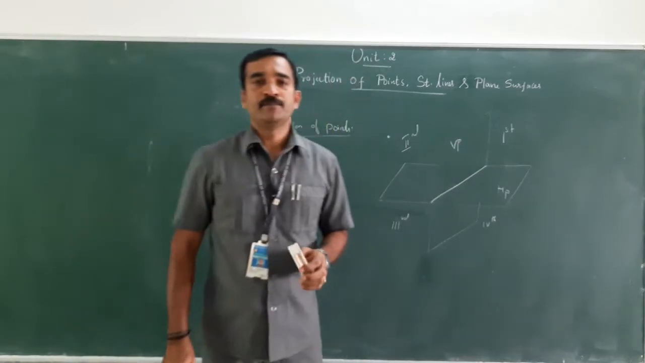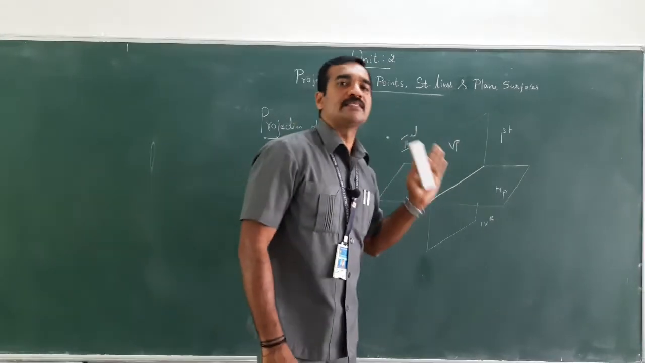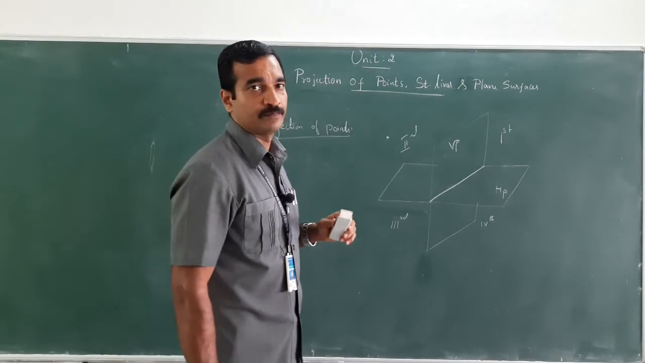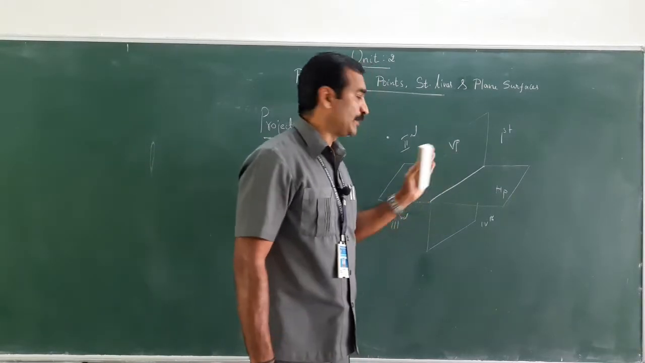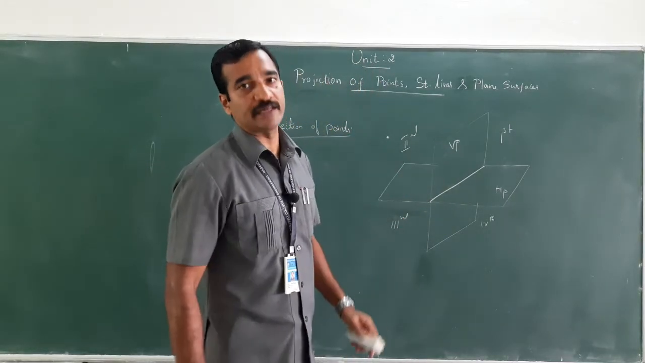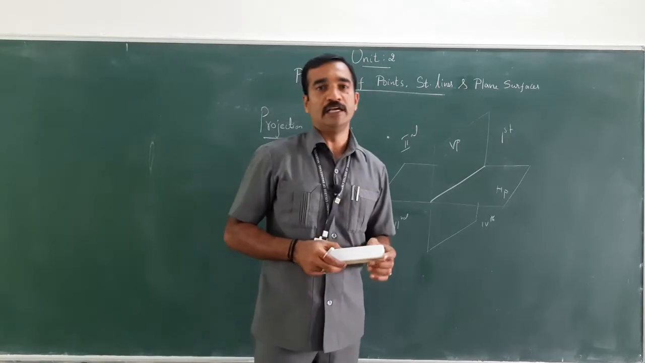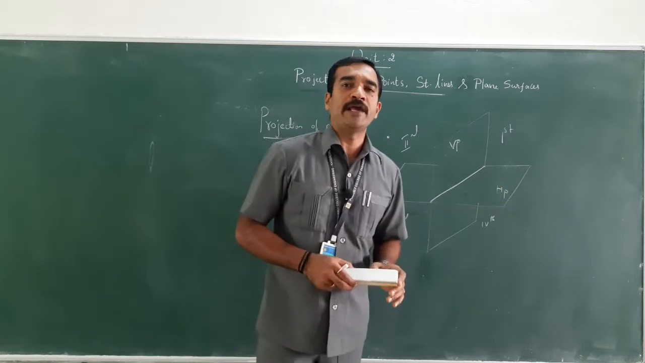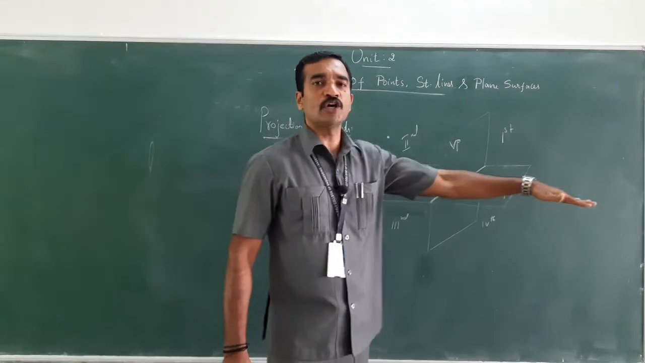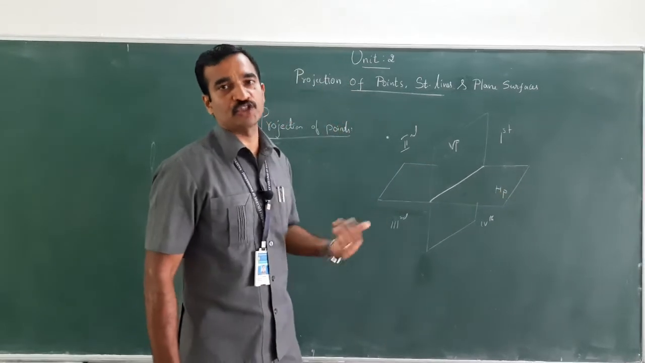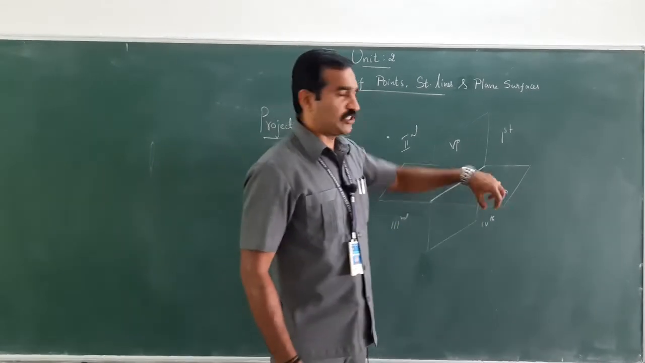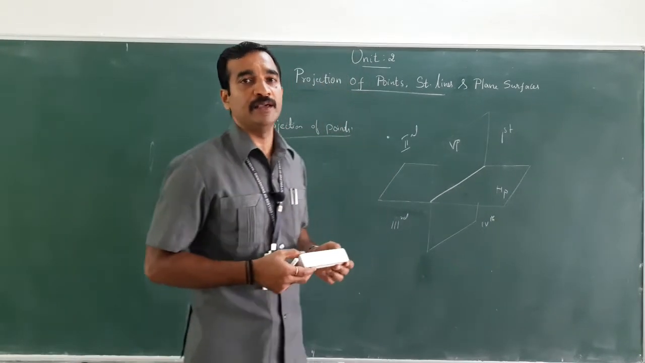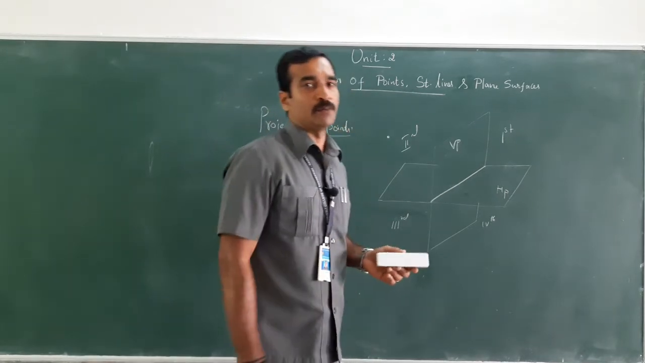What do you mean by VP? A plane which is kept vertical to draw the projection of the object, right? And the image or the projection obtained on VP is nothing but the front view or elevation. And what do you mean by HP? That is the horizontal plane, a plane which is kept horizontal to draw the projection of the object. The projection which is captured or obtained on HP is nothing but the plan or the top view.